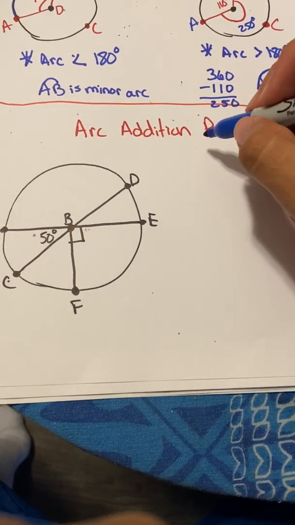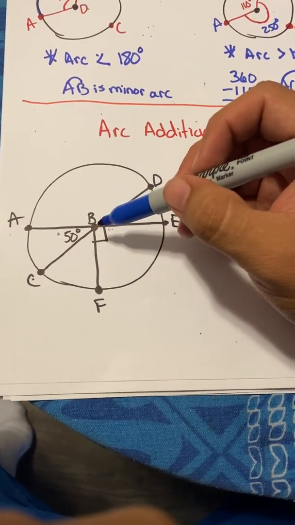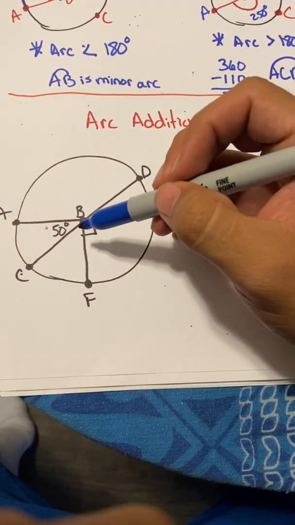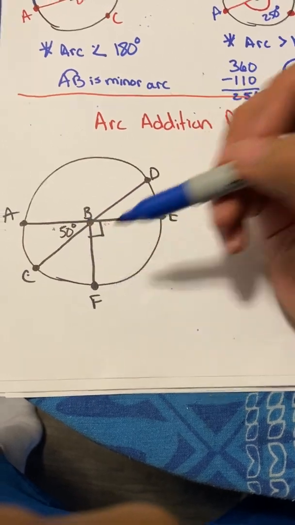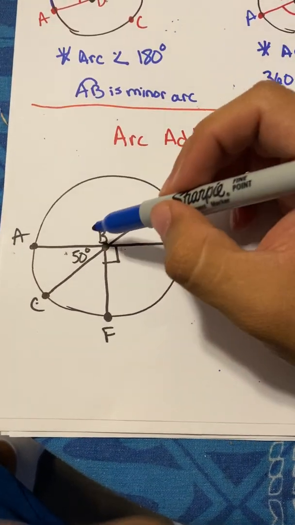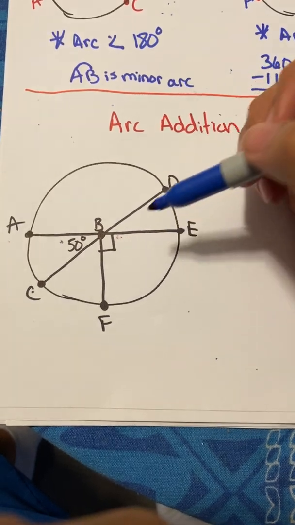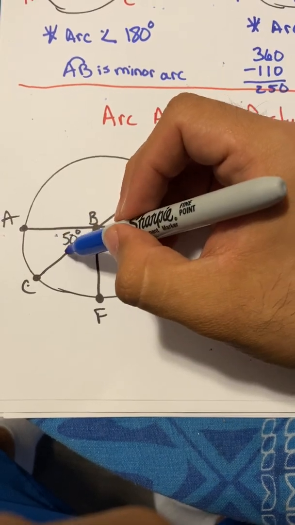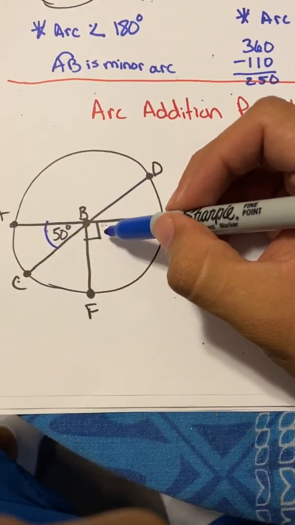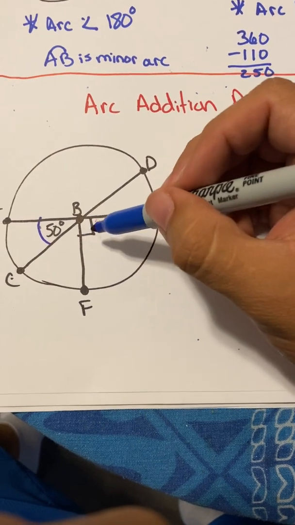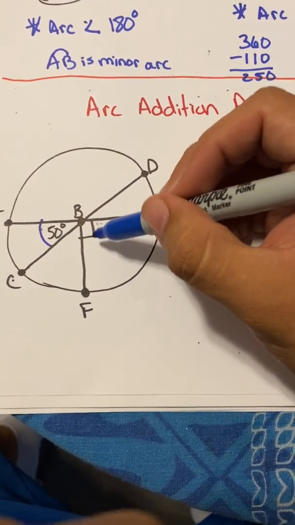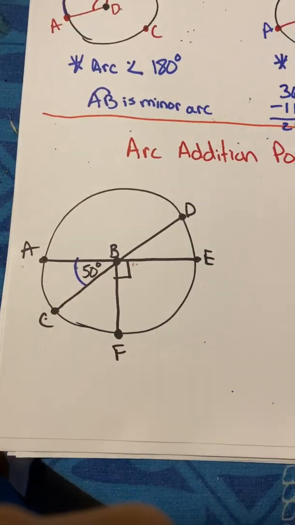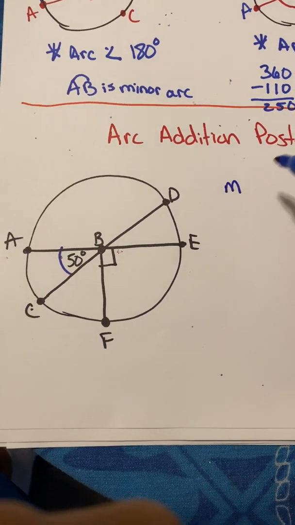The first thing is that they give us a circle B, then they give us two diameters, CD and AE, and one radius, which is BF. Then they give us central angles. They give us a 50-degree angle right here, and they also give us a central angle of EBF, which is 90 degrees. So you know this is 90 degrees over here.